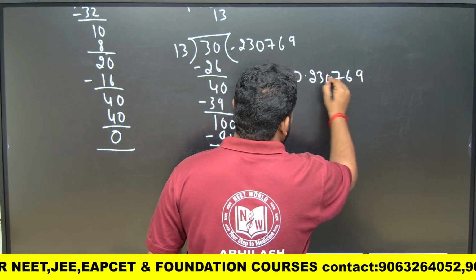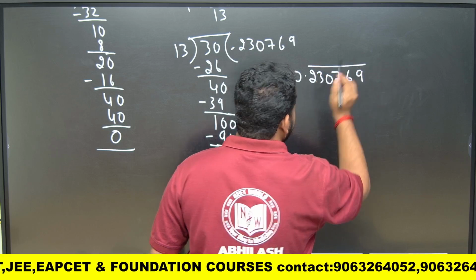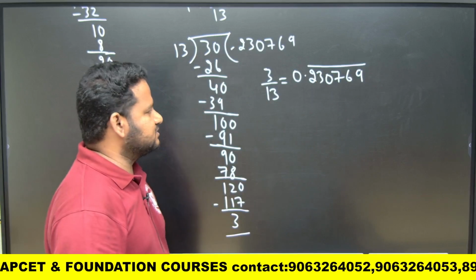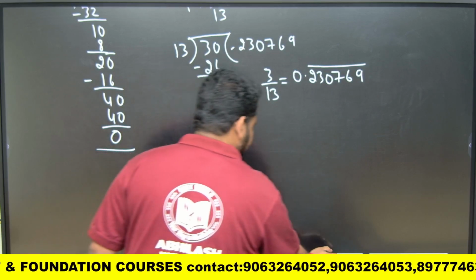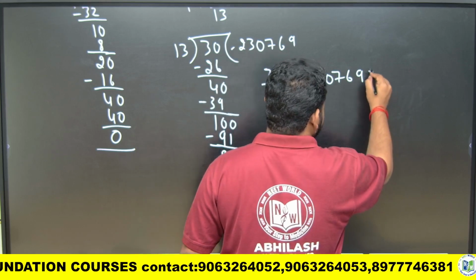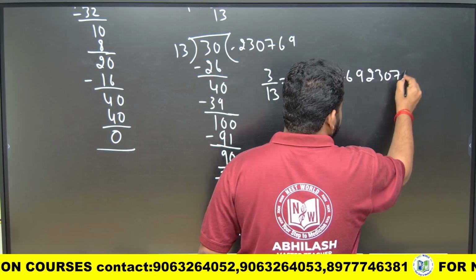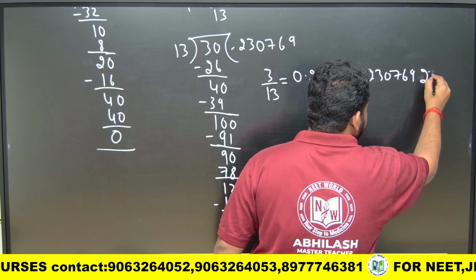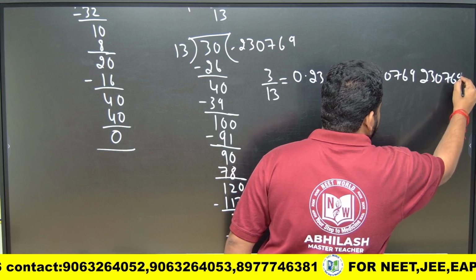0.230769. Okay, it will go on repeating. So I should put a bar here. Okay, let me write one more step for you to understand. This will go on repeating like this. Again 230769. Again 230769. Okay, it will go on like this.